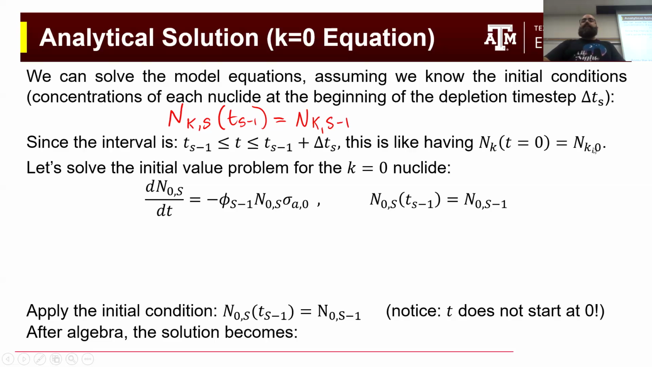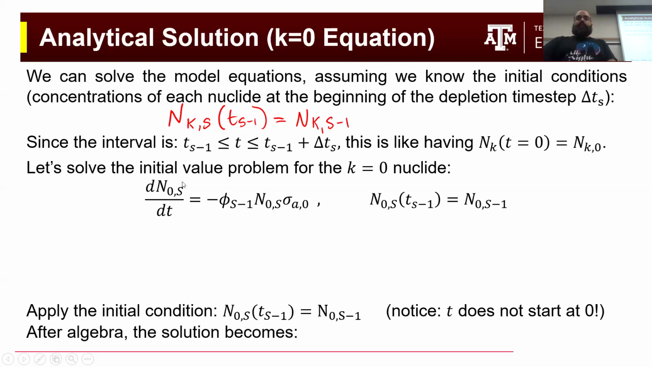So this is basically like saying we have some amount of this nuclide K at time t equals 0. It's just that we're starting not at 0, but at t_S-1. So that's what this subscript S-1 is saying: just the amount at the start of the time step. This is for the K equals 0 nuclide. So this is the rate of change of nuclide 0 over this time step, and it's just due to this nuclide absorbing neutrons.